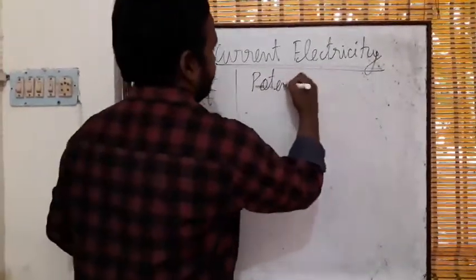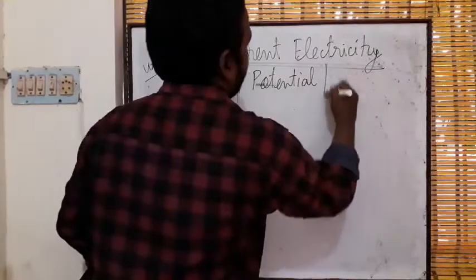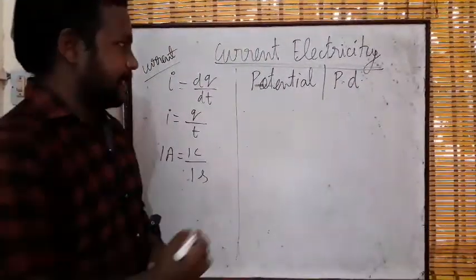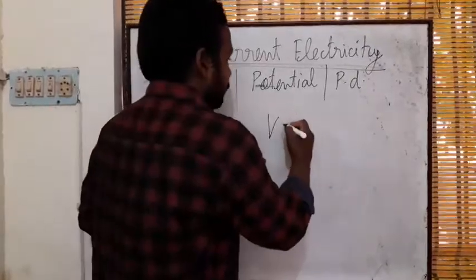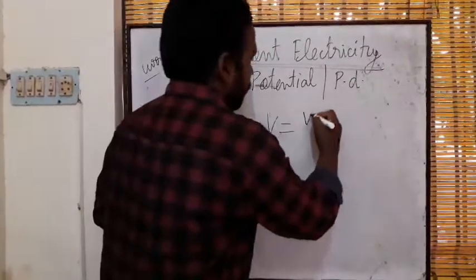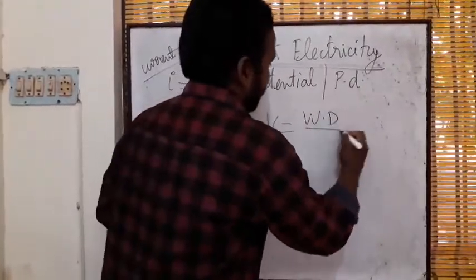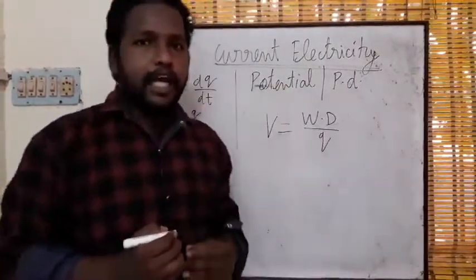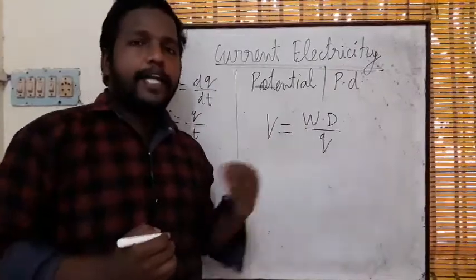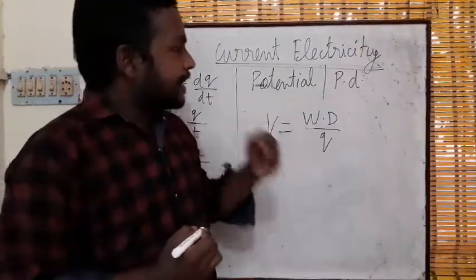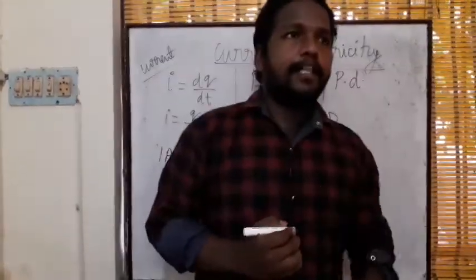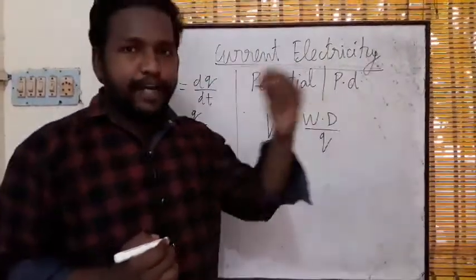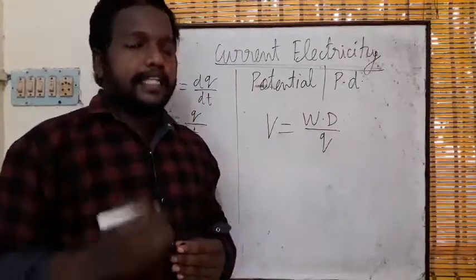The other thing is potential and potential difference. So potential is the voltage. Voltage is equal to work done per unit charge. So potential is the work done per unit charge in bringing it from one point to another point. In case the charge is brought from one point to another point, we take it as a potential difference. If the charge is brought from infinity to one point, we take it as a potential.